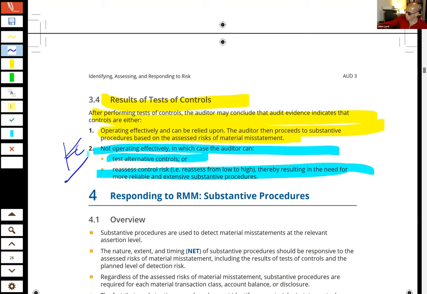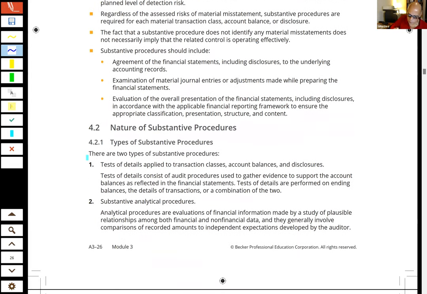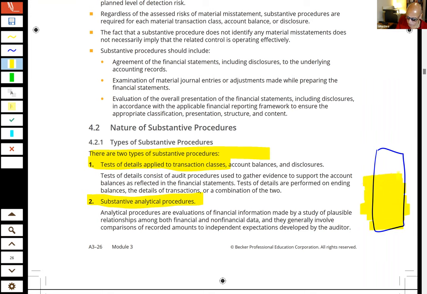Okay, now when we talk about our substantive tests, guys, and we've said this a number of times, there are two types of substantive tests: test of details and substantive analytics. And again, as I've drawn here a couple of times, I guess I'm following my own little drawing here. If this rectangle is substantive procedures, most of our substantive procedures are going to be test of details.